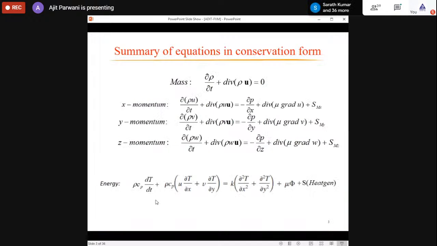So what do we do in CFD? In CFD, we are basically solving these equations. What are these equations? This is the conservation of mass equation, also called the continuity equation. These are the three conservation of momentum equations, also called the Navier-Stokes equations, in the x direction, y direction, and z direction. And this is the energy equation.